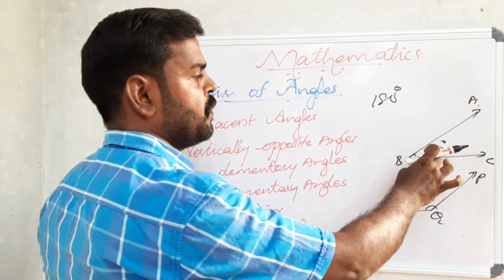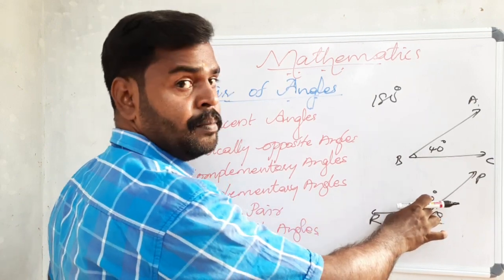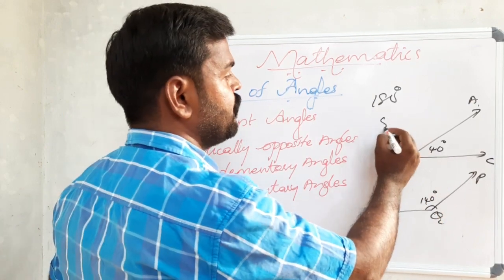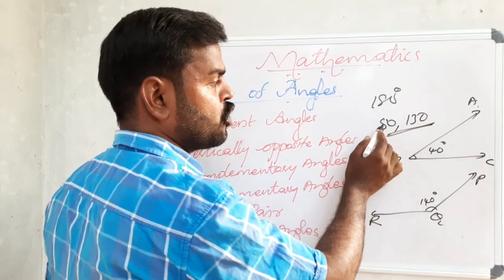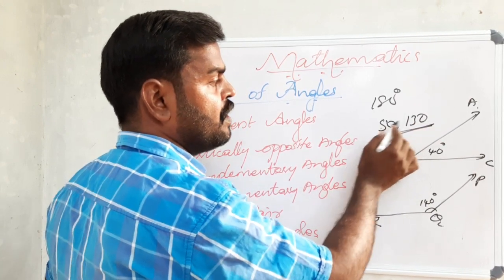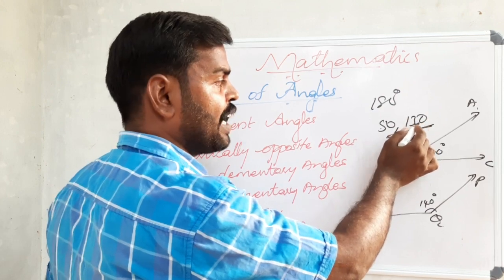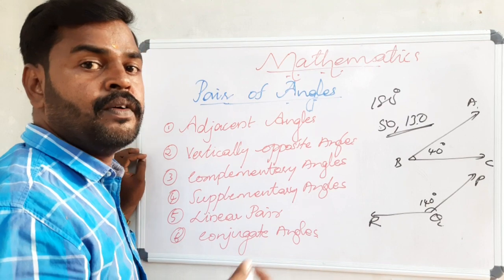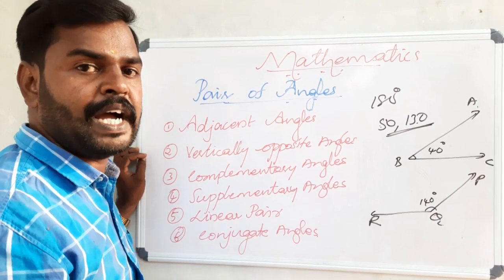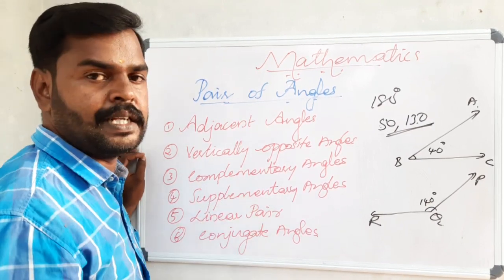Not only 40 and 140, but also 50 and 130. What is the supplementary angle of 50? 130. What is the supplementary angle of 130? 50. Sum of two angles equal to 180 degrees. Then that type of angles are called supplementary angles.